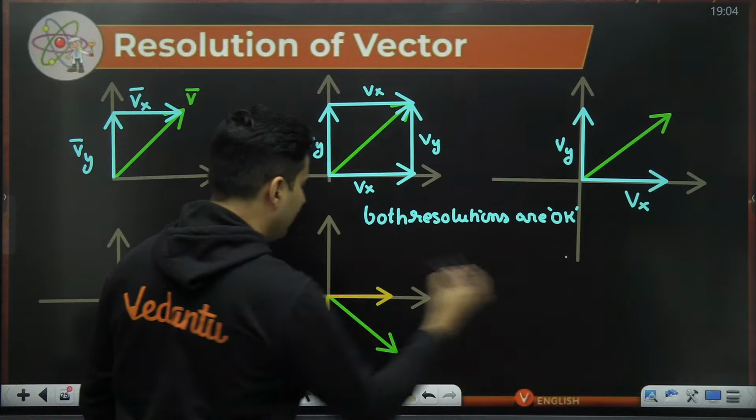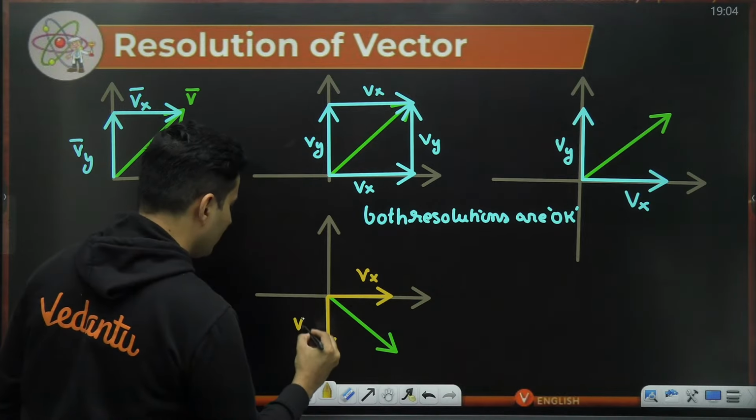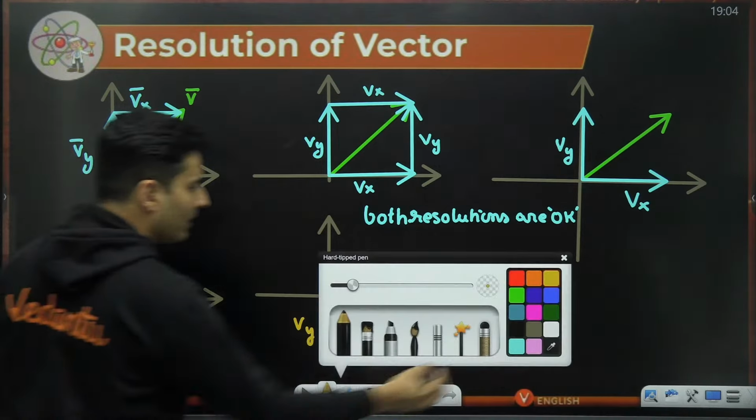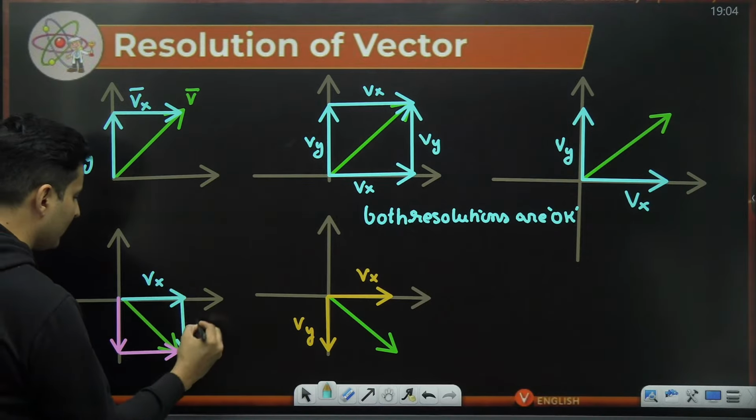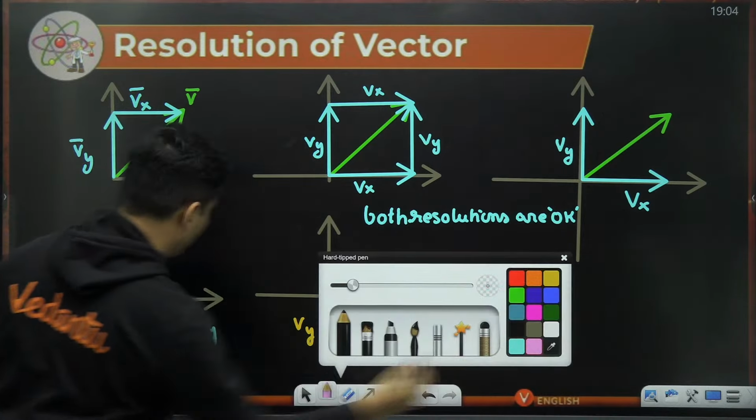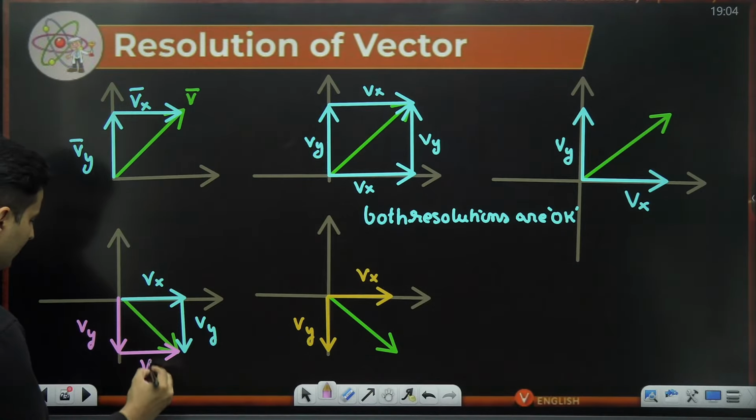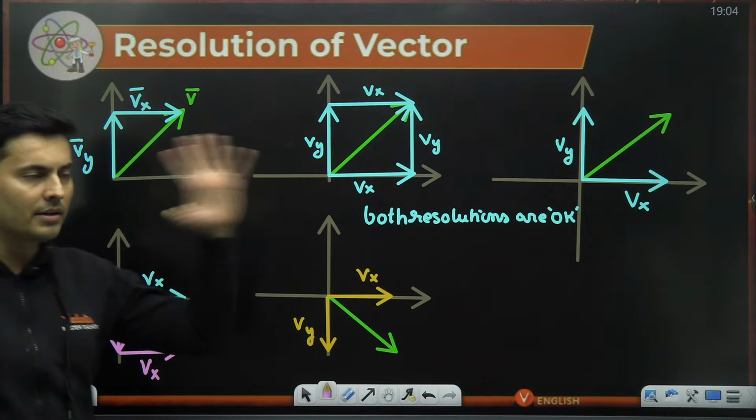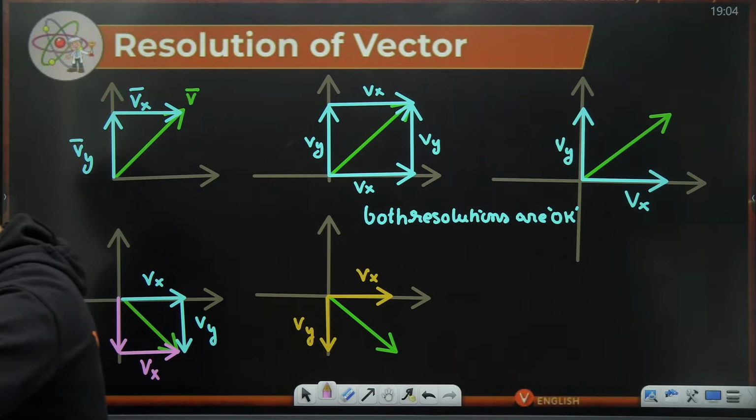So this is 100%, this is Vx, this is Vy. This over here, this is Vx, this is Vy. This over here, this is Vy, this is Vx. Nothing wrong in any of these splitting methods.